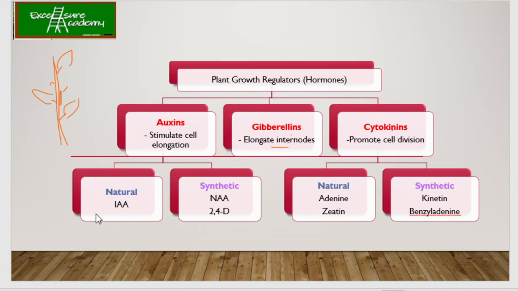Auxins, both natural and synthetic, we have. Again cytokinins, both natural and synthetic, we have. Synthetic means it is developed in the industry using organic chemistry. So we have here indole acetic acid, 2,4-D, adenine, zeatin and kinetin, benzyl adenine. So these are the structures over here.